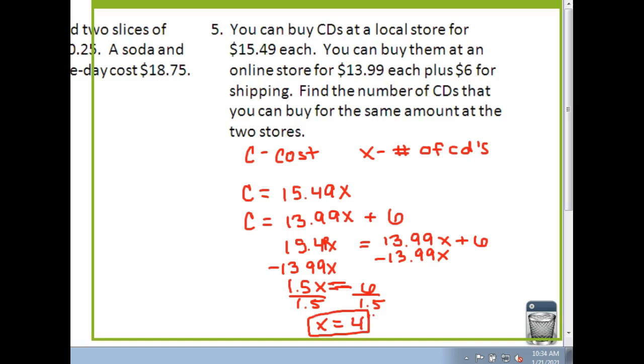So if I buy 4 CDs, it would cost me the same in-store as it would online.